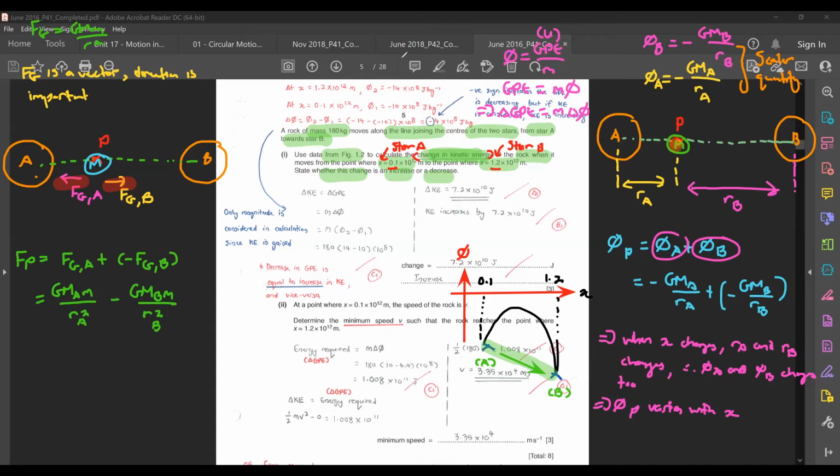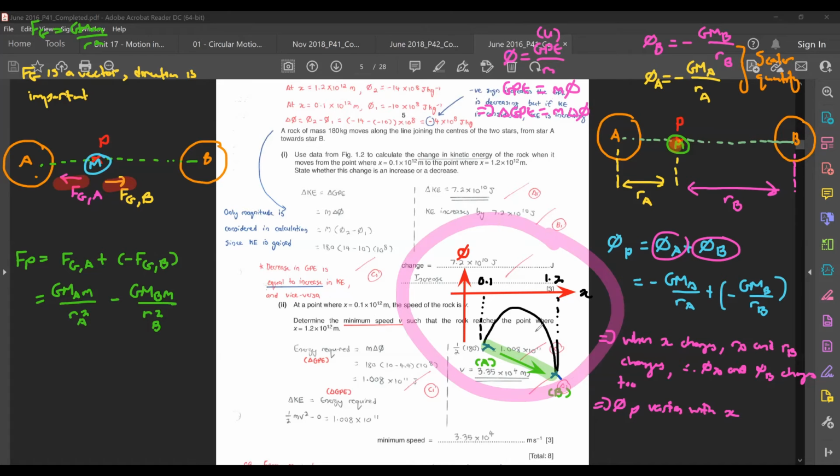All right. So let me just erase this. From the graph that you have right now, right over here, you can actually find the change in potential because this is a graph of potential versus distance. From A to B, you can find the change in potential, from which you can then find out the change in GPE, which is mass times change in potential. Okay, you can find out the change in GPE by taking the mass times the change in potential.